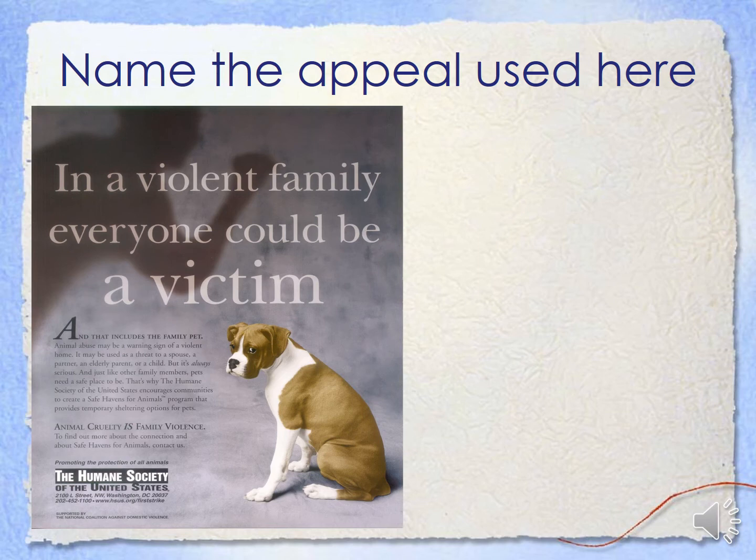So one, there's that emotional appeal. Do you see the shadow of the person in the background looking very scary? The sad looking dog. We don't want anyone in our family to be victims, so that's our emotions, right? Also it's logic. So logos, because it makes sense that if someone is going to be cruel to other people, they will also be cruel to animals. Or if they're cruel to animals, they would also be cruel to people because they have no respect for life.